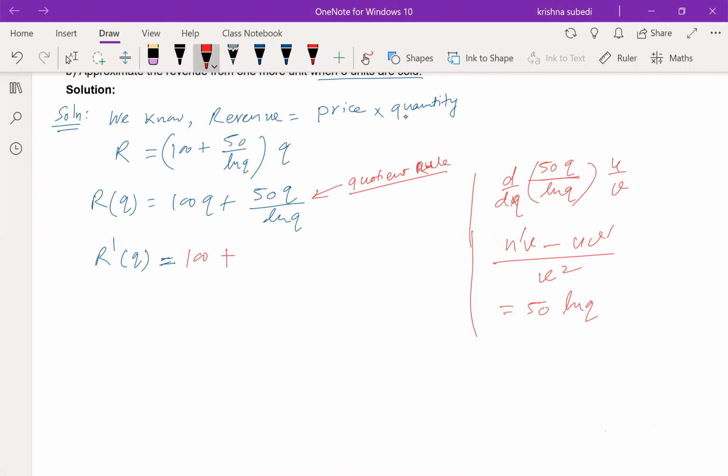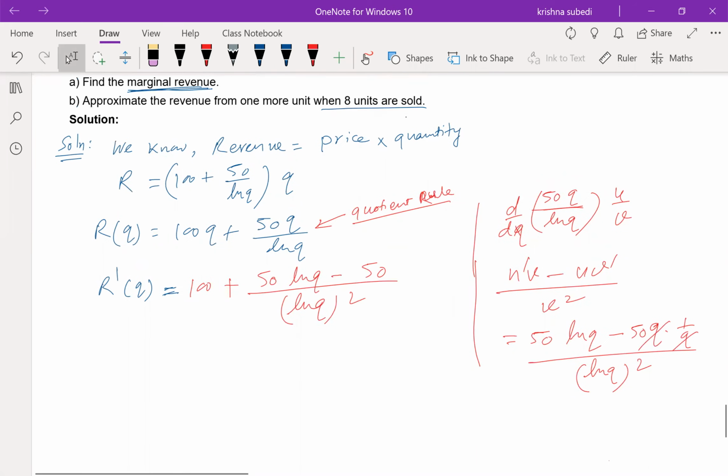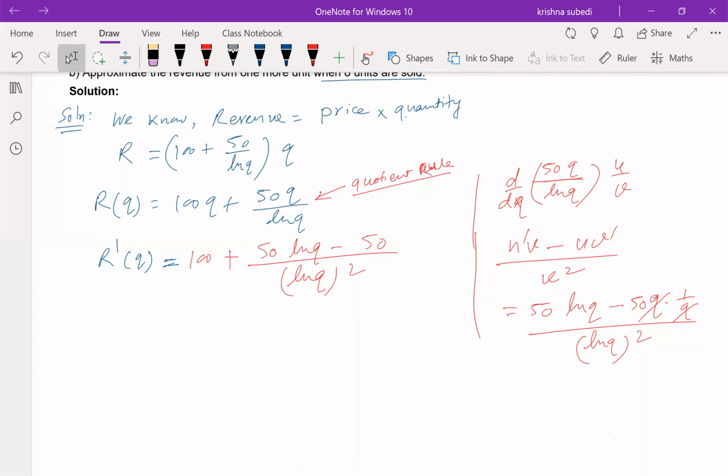Okay, so u prime is 50, copy v, minus copy u, which is 50Q, and then v prime, which is 1 over Q, over v squared, which is (ln Q) squared. So let me just copy this. So this Q and Q cancel out. So you will get 50 ln Q minus 50 over (ln Q) squared. Okay, so that's the marginal revenue. We're done with Part A.